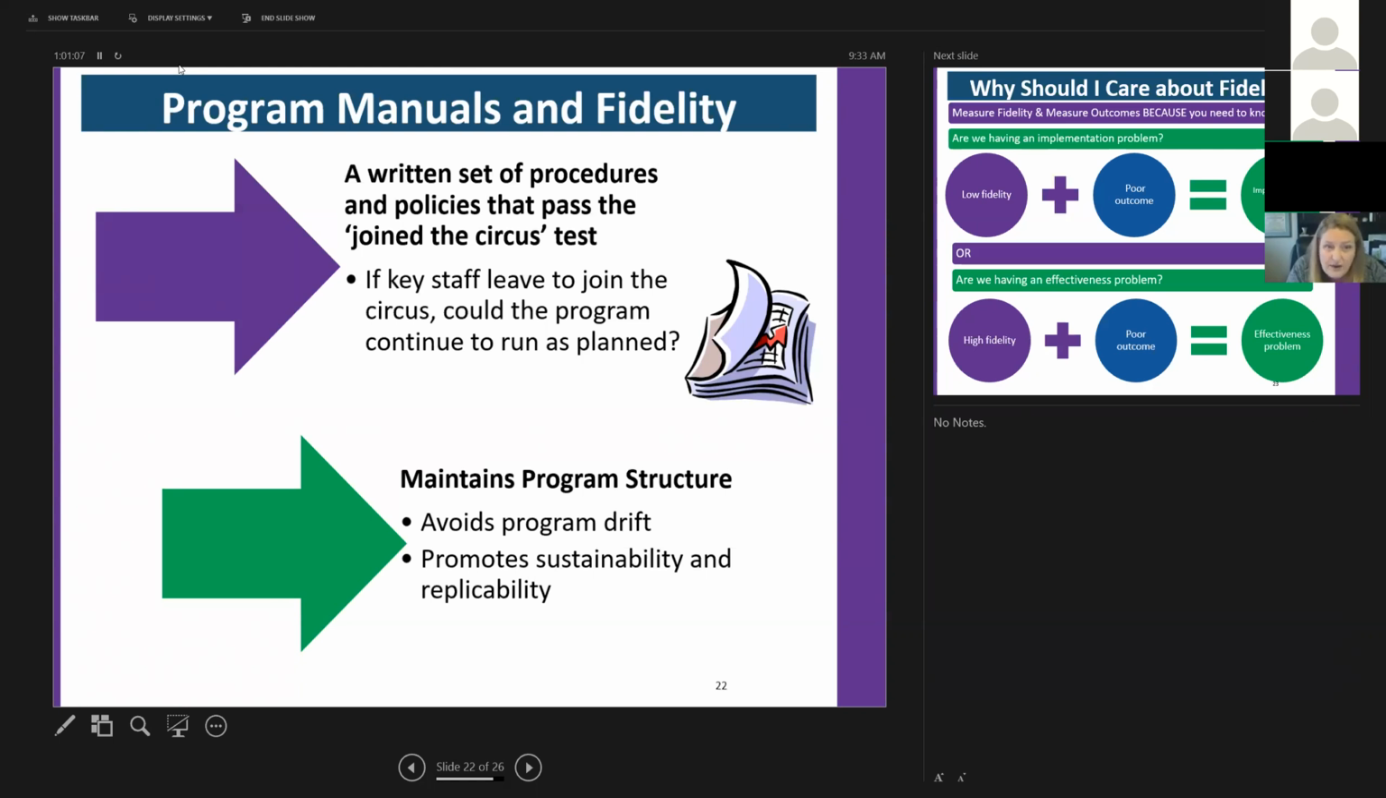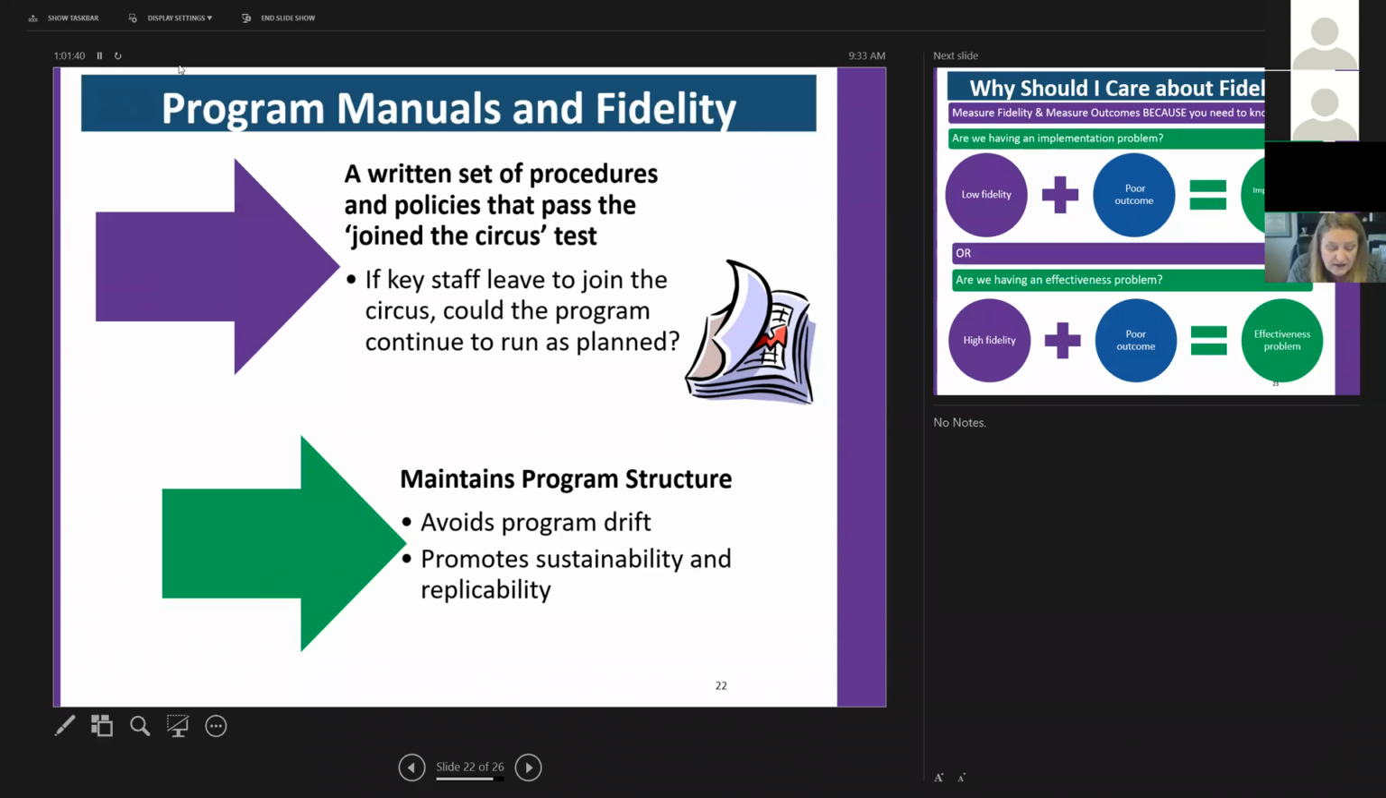The reason program manuals are so important is because it really helps maintain that structure for your program. It helps you avoid program drift. What is program drift? Well, program drift is that thing that happens over time in most programs, especially if you're not doing fidelity or program adherence monitoring, especially if you aren't just sort of taking that step back and doing that CQI process and making sure that you're implementing as intended.